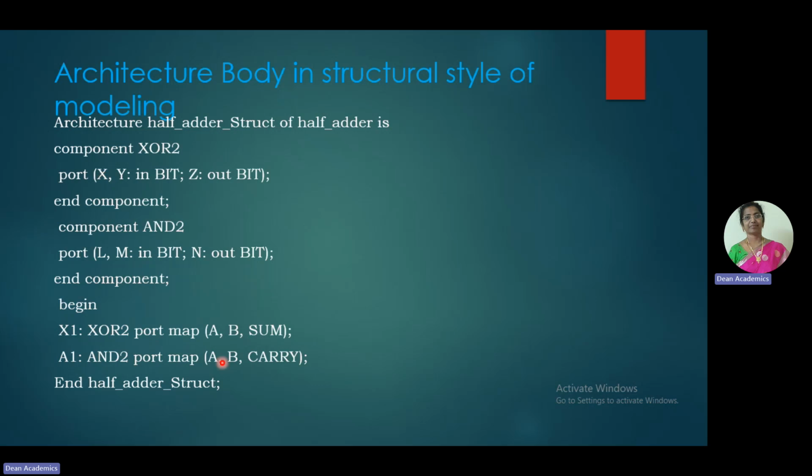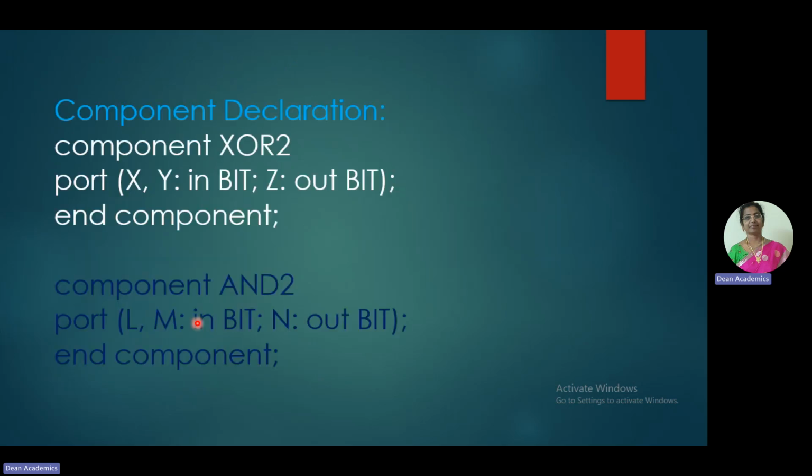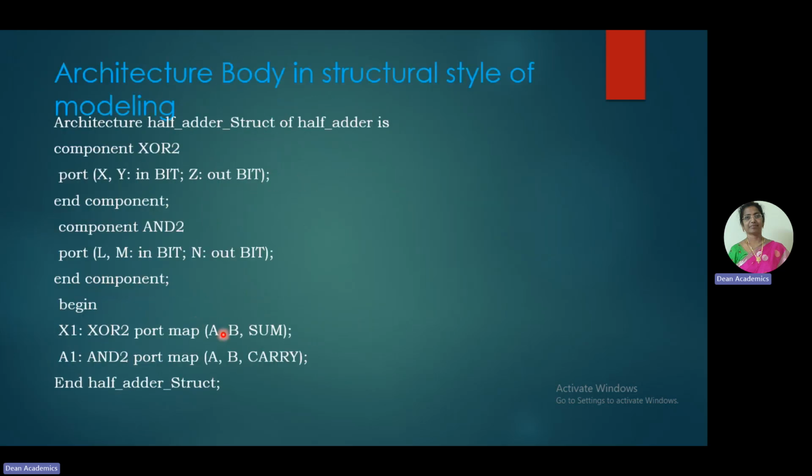So A is the input that we have here in our logic diagram. So it is port map with this X and B with the Y and sum with Z. So X1 is XR2 port map A, comma B, comma sum. Similarly, you can define what is A1. A1 is AND2 port map with A, comma B, comma carry.